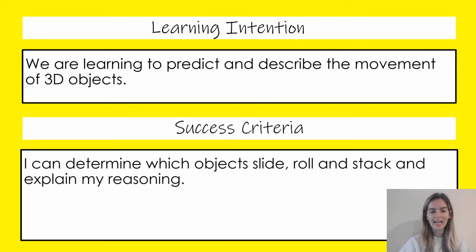Let's take a look at our learning intention and success criteria. So our learning intention is that we are learning to predict and describe the movement of 3D objects. And our success criteria is that I can determine which objects slide, roll, and stack and explain my reasoning. So let's take a look at what does this mean? Before we get started, I've got a video to show you of 3D shapes that you might know. You might like to sing or dance along.